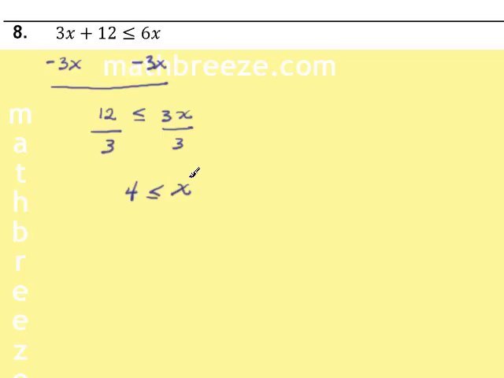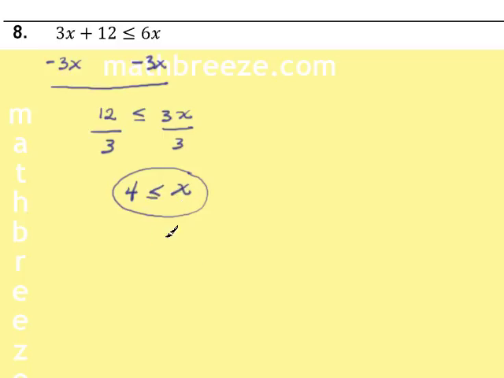Now notice that this is considered written backwards. If x is on the right, it's considered written backwards because we read left to right. And here, if we start reading starting with x, we're going to read this right to left. This says x, this is greater than or equal to, because x is on the larger side. X is greater than or equal to 4. 4 is on the smaller side.